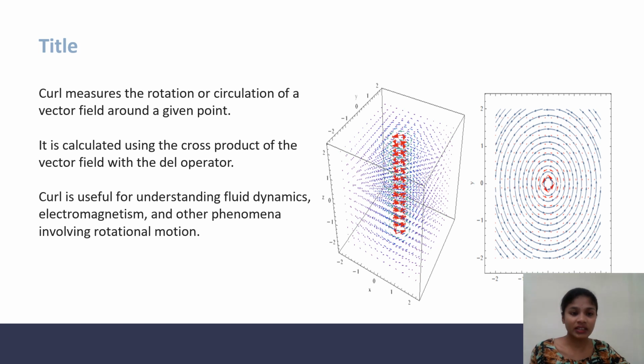Next is curl. The curl measures the rotation or circulation of the vector field around a given point. It is calculated using the cross product of the vector field with the del operator. Curl is used for understanding fluid dynamics, electromagnetism and other phenomena involving rotational motion.